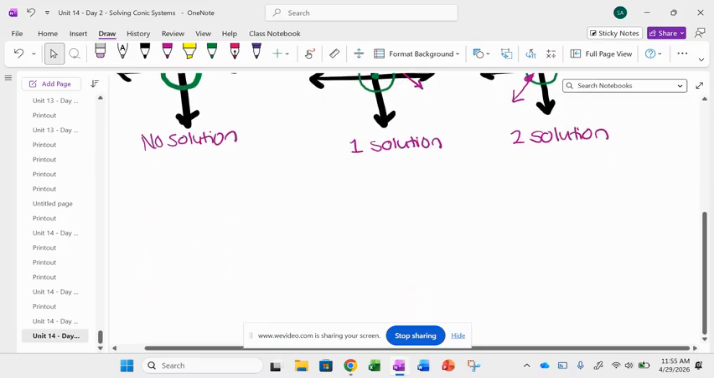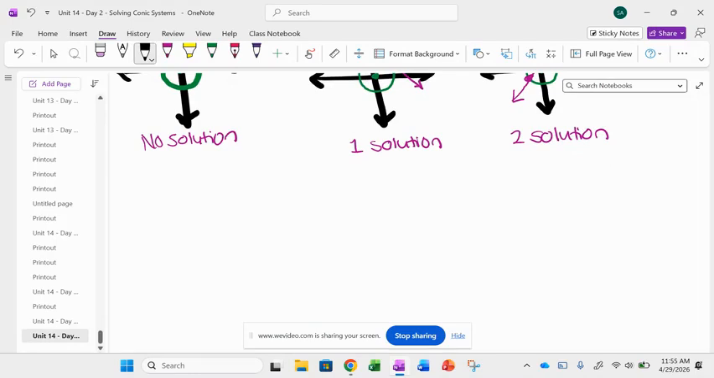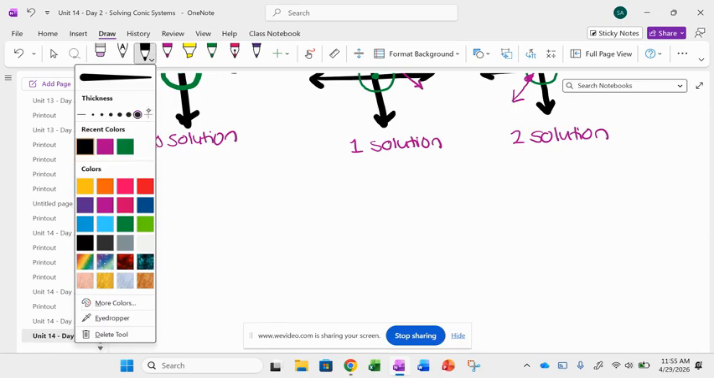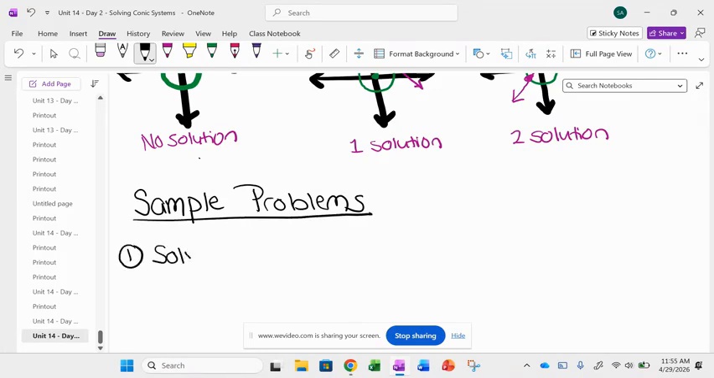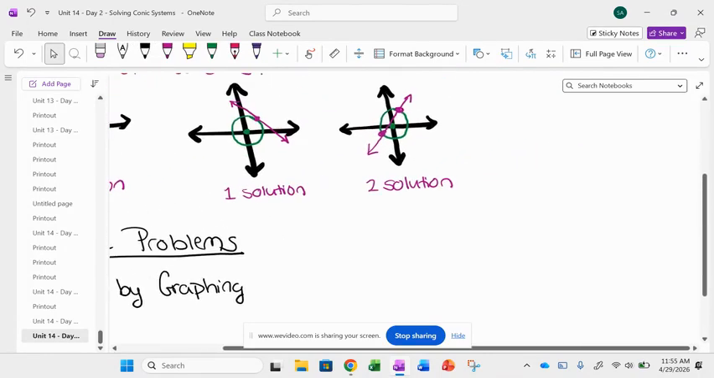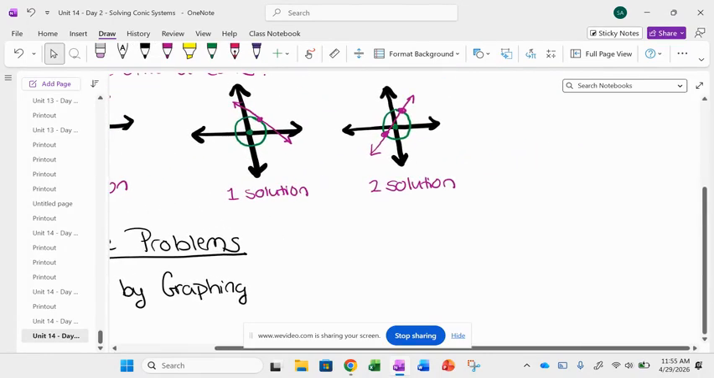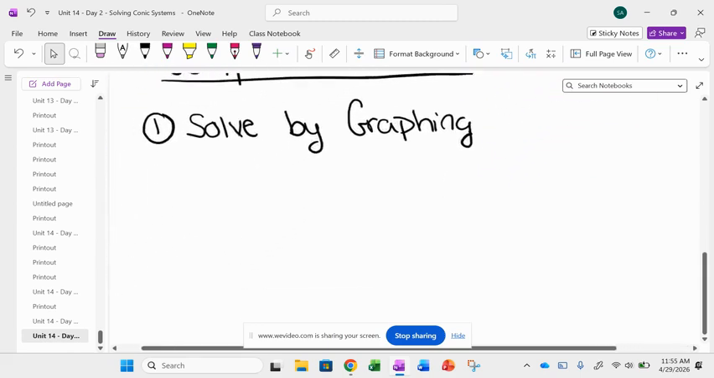So now what we want to do is solve these systems of equations by graphing and also algebraically. So let's just jump right into this. So I'm going to say sample problems. And for the first problem, I want us to solve by graphing. Okay, solve by graphing.